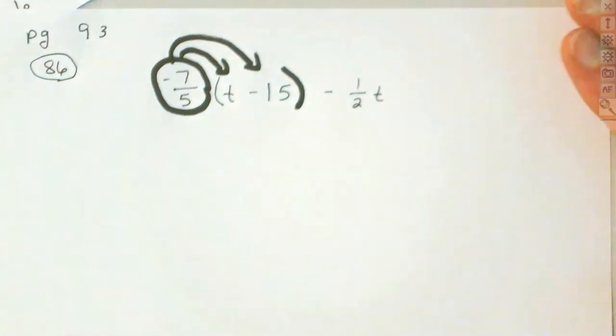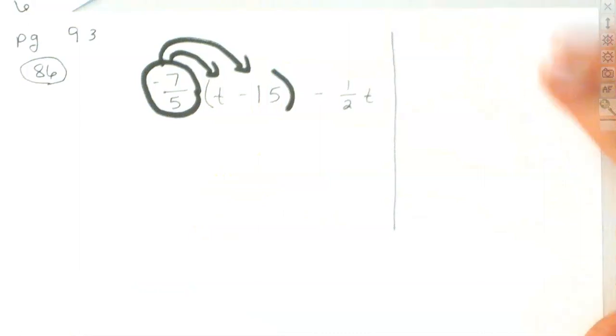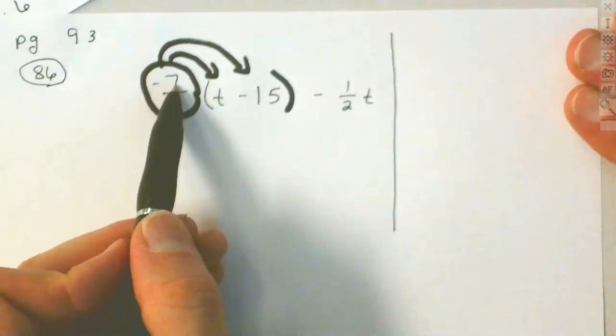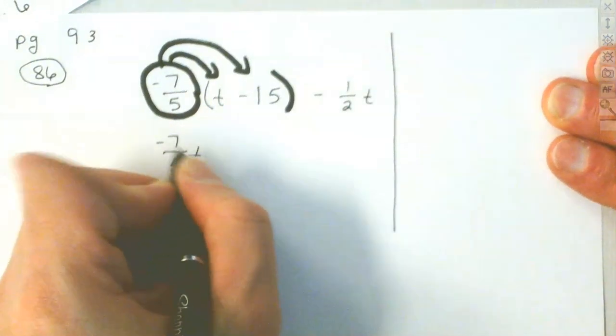Again, if you struggle with the fractions, write them out. We are multiplying. So the first one is very simple. It's going to be minus 7 fifths t, because there's nothing to do.